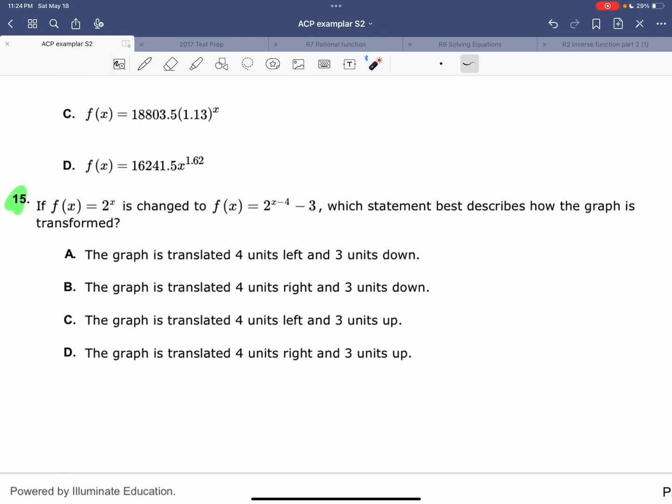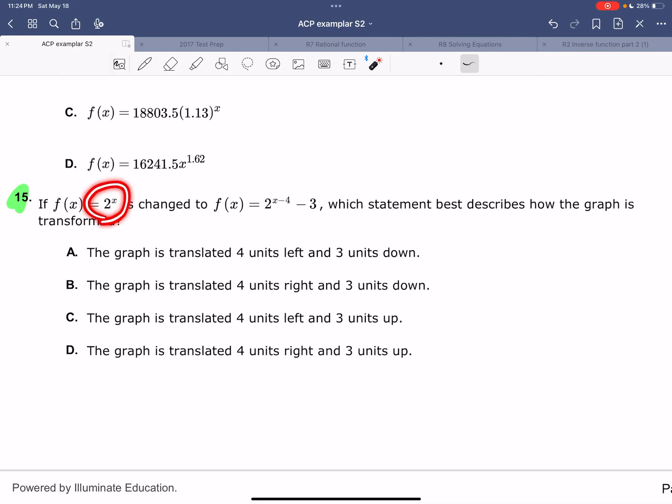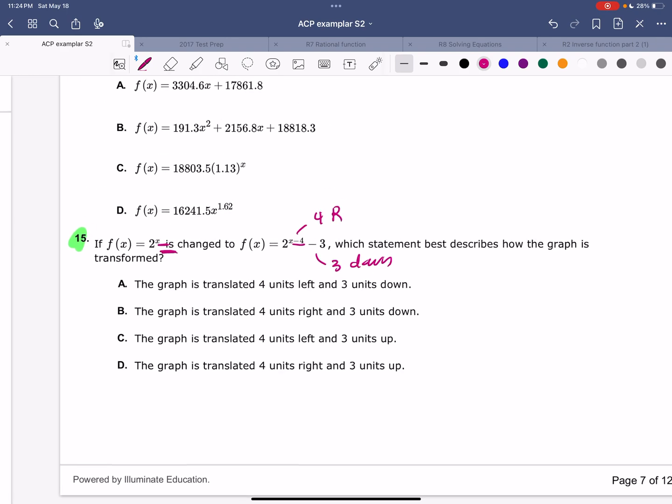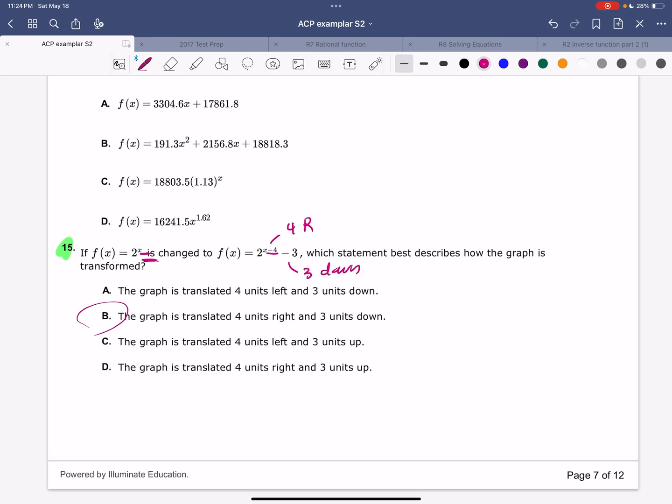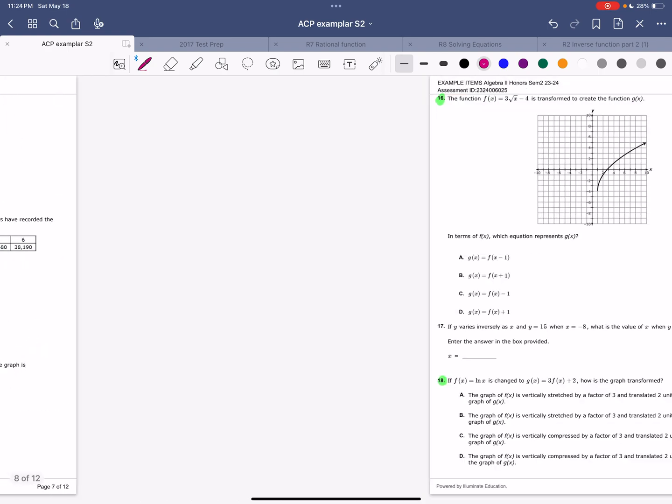So question number 15 is the same thing. That's the basic. And from here, how did it move? I don't have any number with x, but I have minus 4, so that's 4 to the right. I don't have any number here, but I got minus 3, so that's what? 3 down. So it's really easy like that, okay? So it's B, I believe. If I made a mistake, I'm sorry.